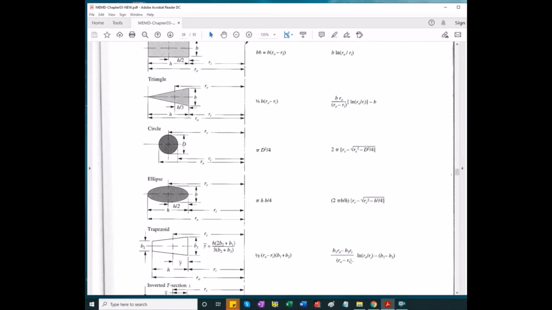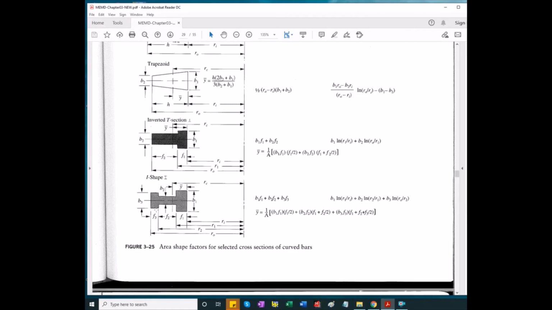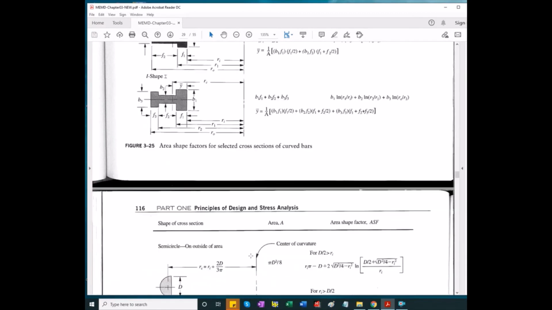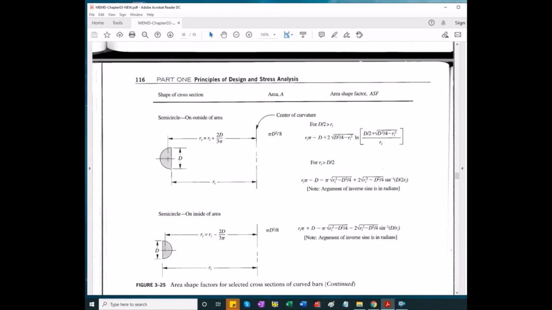If it's an elliptical cross section, trapezoidal, inverted T section, uneven I beam. If it's half a round, either bent this way or this way, clearly the center of curvature of the bend is to the inside, so both are bent towards it. Again, this is the transverse section.